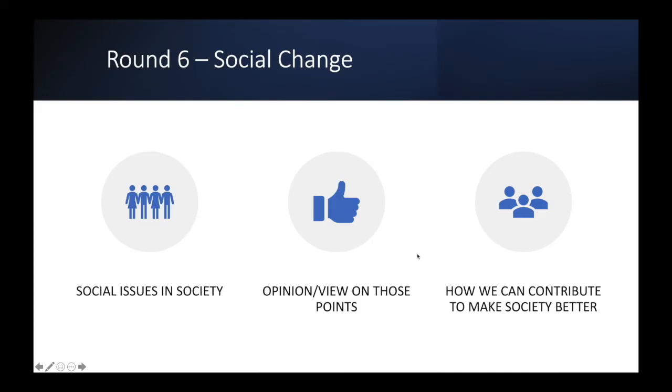Talking about the sixth round, it was social change. It was not actually an interview, it's a general discussion. What are the social issues in society, like men and women not being equally paid? What are your views on this point? Or maybe another issue, like only girls needing to take care of household activities. Even though we are progressing on those points, similar kinds of questions were asked, where you can put forward your opinion or your view. There is no right or wrong answer in this round, it's a general discussion, and also about how we can contribute to make society a better place to live. So yeah, it was a healthy discussion for around 1 hour.